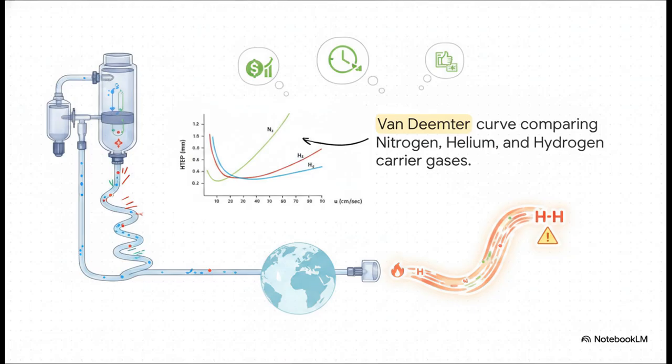Hydrogen actually delivers higher separation efficiency at much faster gas velocities. So you get high-quality data and you get it faster. You just have to make sure the lab strictly manages hydrogen's flammability risk, and you're golden.